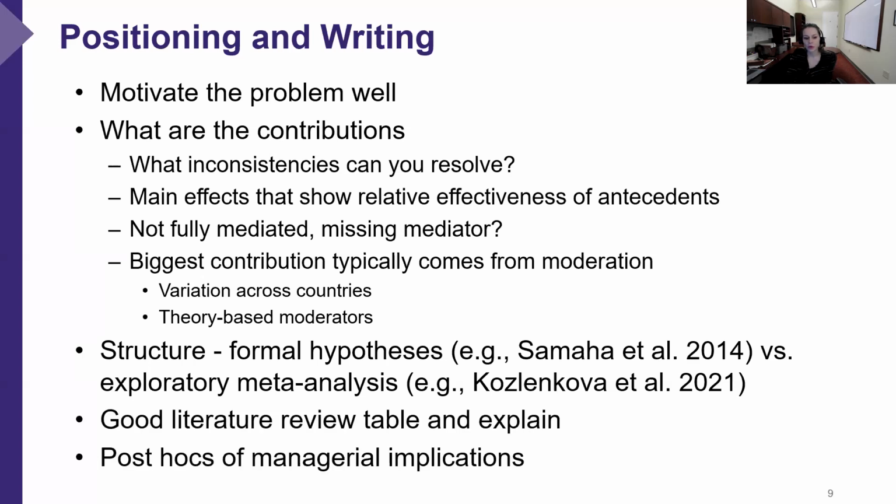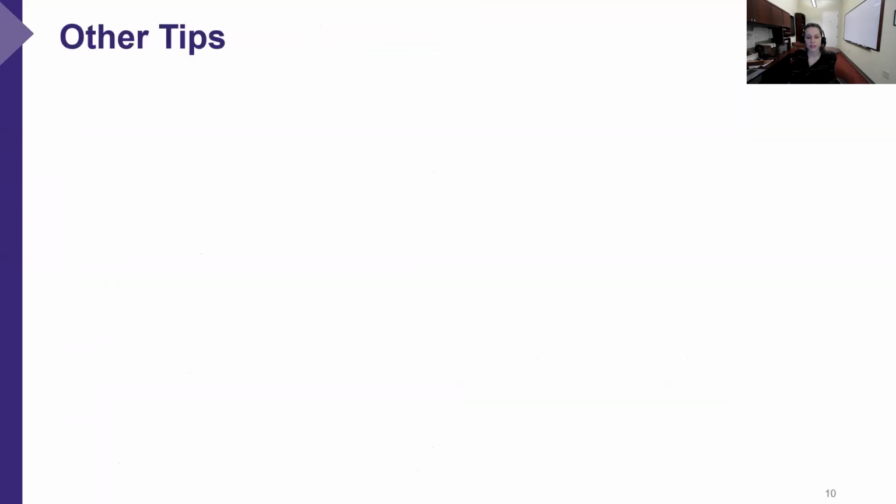People read meta-analyses because they just want this screenshot, a really quick overview of the field. I think good lit review tables really help. And I would also suggest, if it's possible for your topic, doing some post hocs of managerial implications to really say, this is what we found, but this is what it actually means, and this is how firms maybe can use it.